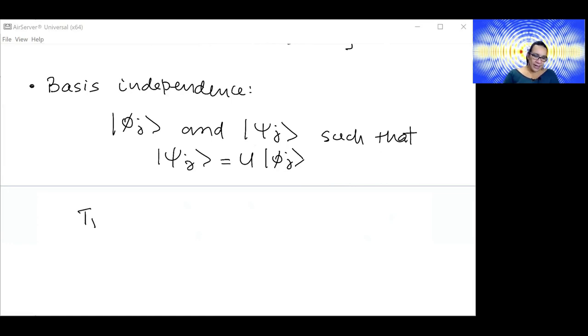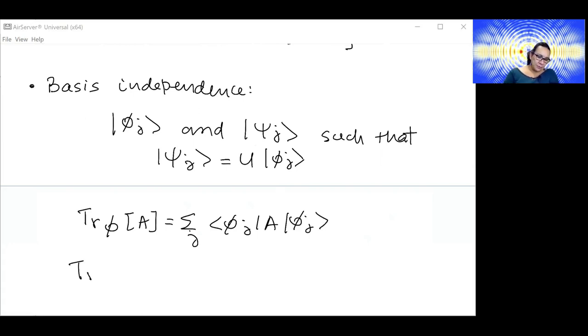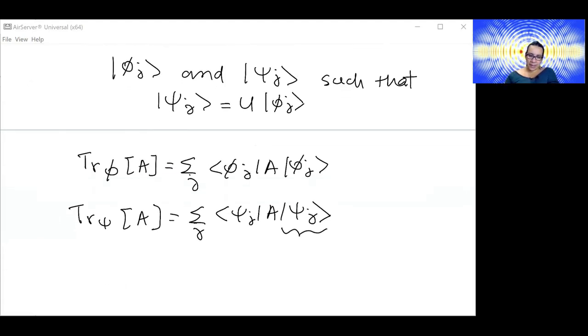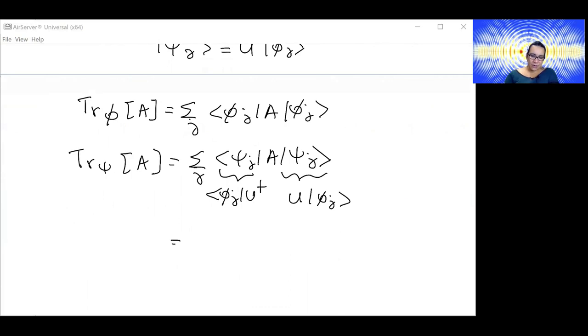Okay, so let's write then trace with regard to phi of A. This is going to give me the sum over j of phi j, A, phi j. Now, if I write this with regard to psi, I'm going to have the sum over j of psi j, A, psi j. Note that I'm always taking the sum of this operator over its diagonal elements. That's the definition of a trace. And now what I'm going to do here, I'm going to apply this definition here. So I'm going to write this as U phi j, and the corresponding bra is going to be phi j U dagger.